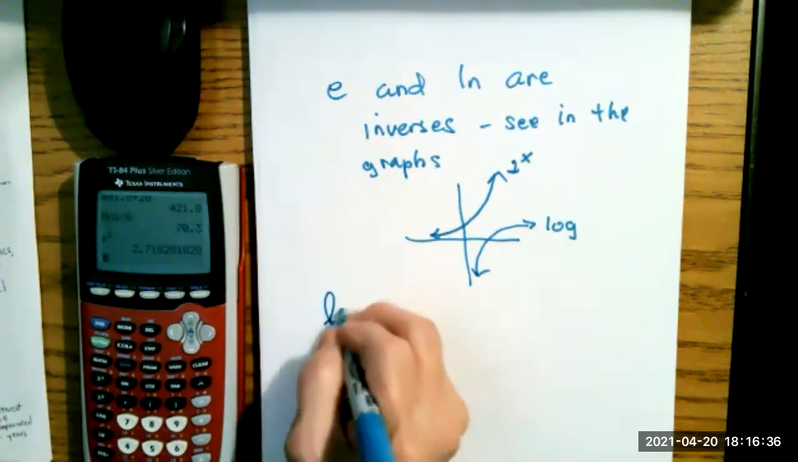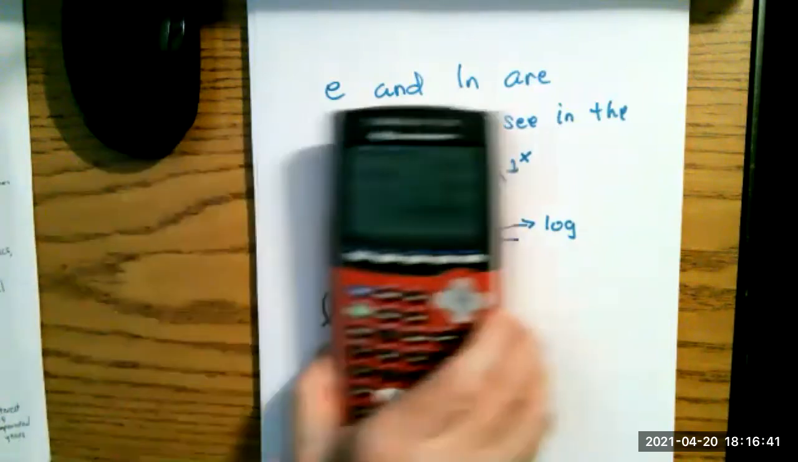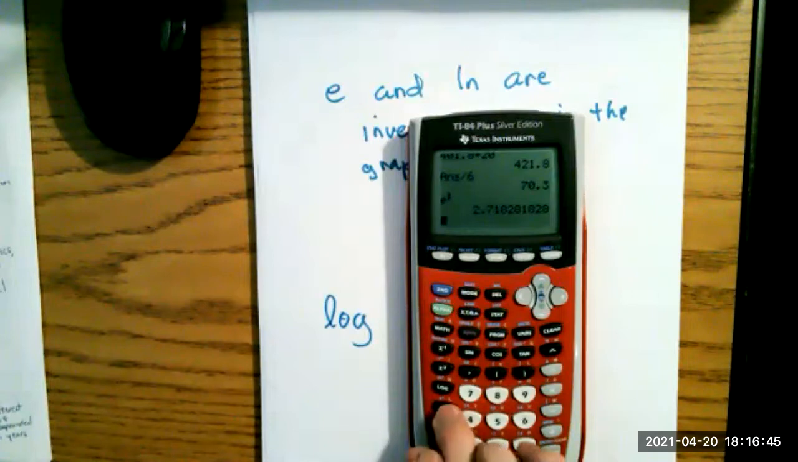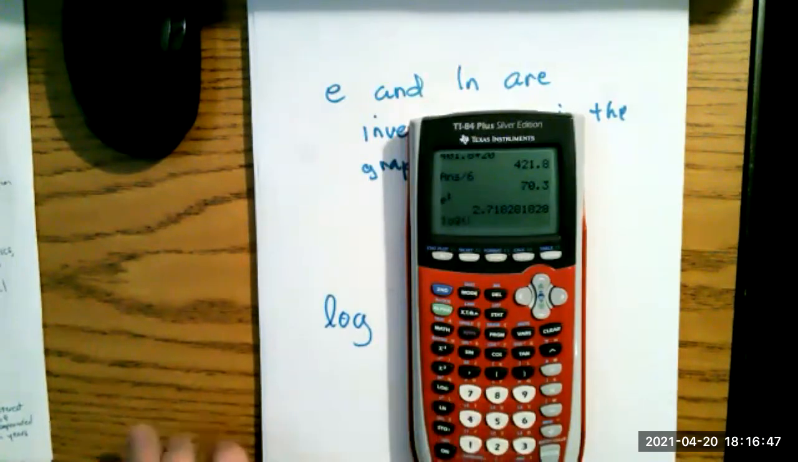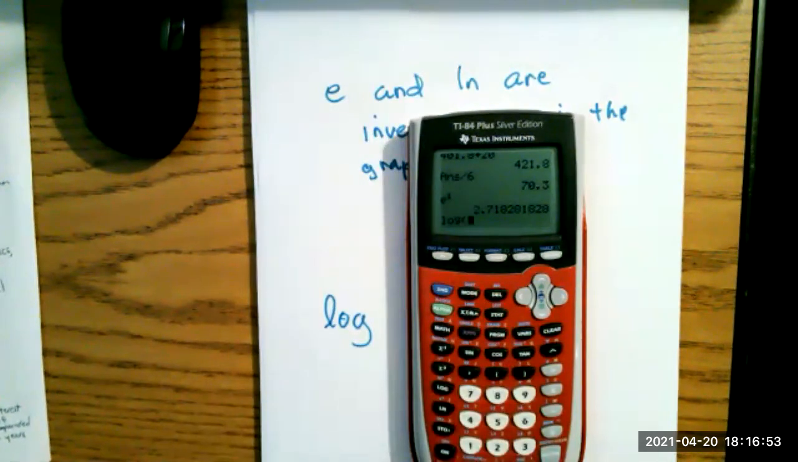If it says LOG, see if you can find the LOG key on your calculator. You see it? It's right above the LN key. And if you want the log of something, then it's going to have a parentheses and you put in a number there. Let's do 100. We hit enter and it's going to give us 2.